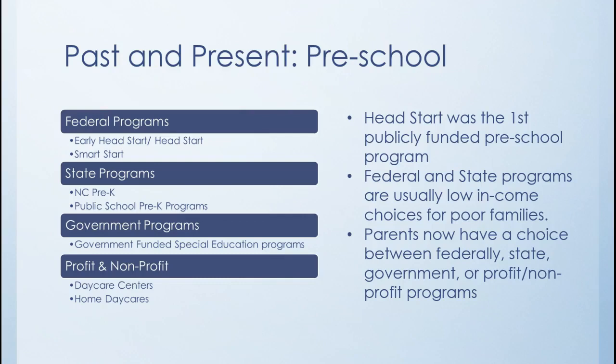Federal programs usually include Early Head Start or Smart Start. State programs include pre-kindergarten, pre-K, or public school pre-K programs. Government programs are government funded, for example for special education and other special needs children. For-profit or nonprofit programs are like daycare centers or home daycares.